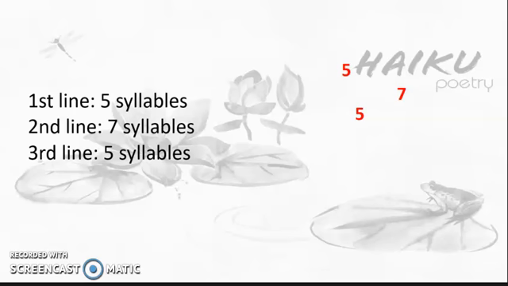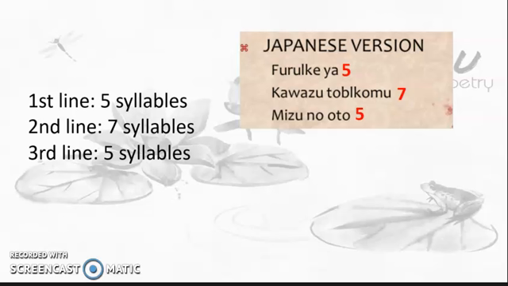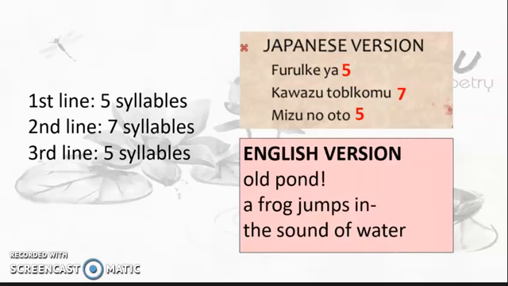Now let's try to have an example. This example was made by the famous poet in Japan named Basho Matsuo. Notice that in this Japanese version of the haiku, it follows the 5-7-5 metrical pattern. But when you translate it, it doesn't follow the rule.